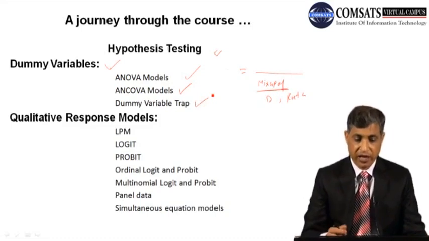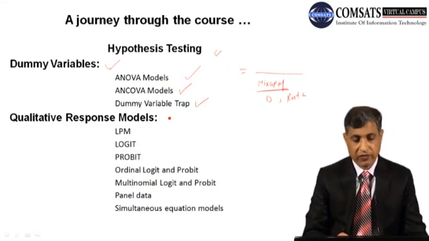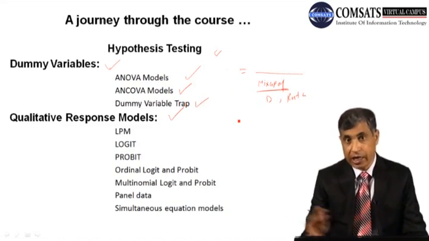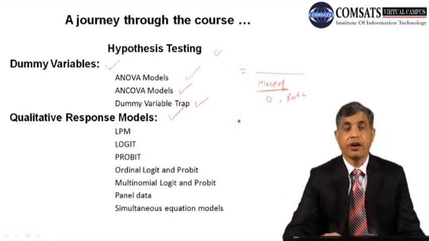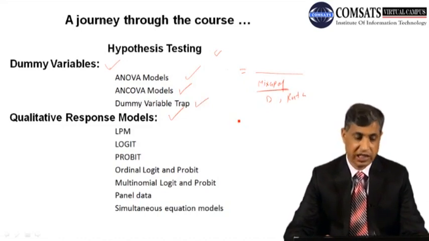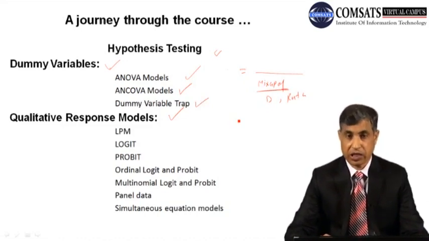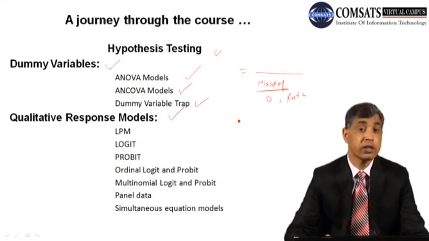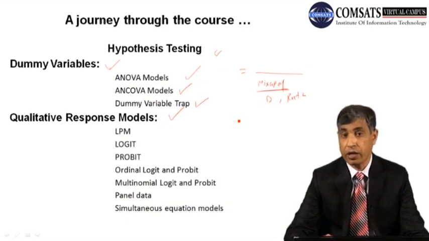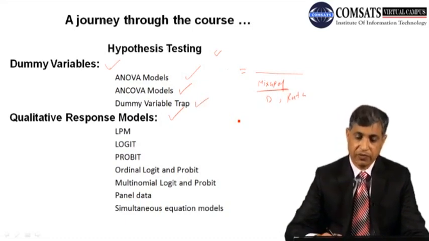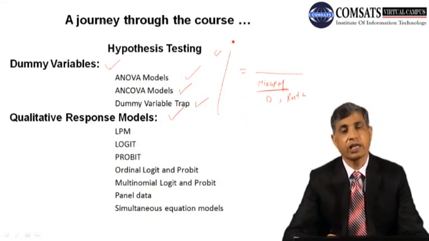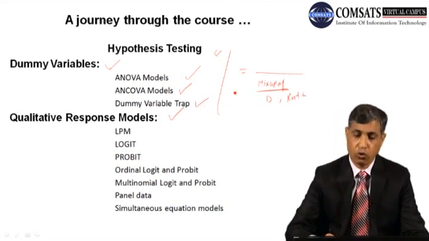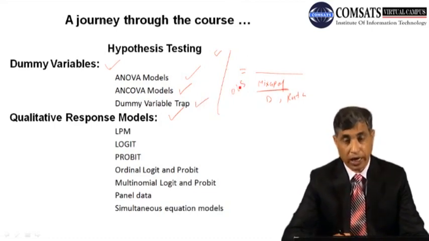After this, we went for the qualitative response model. Now one thing you should remember: forget the independent variable. We started a new discussion about the qualitative response variable. We posed a question: if our dependent variable becomes a dummy variable, then what will happen? If the independent variables are dummies, there is no issue; you can estimate it by OLS.